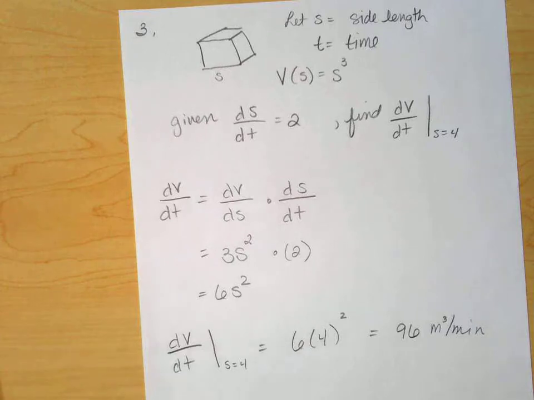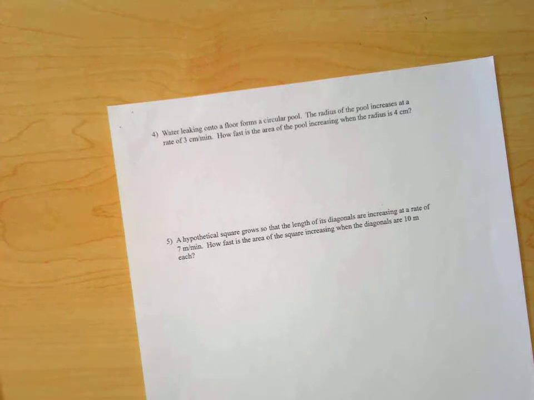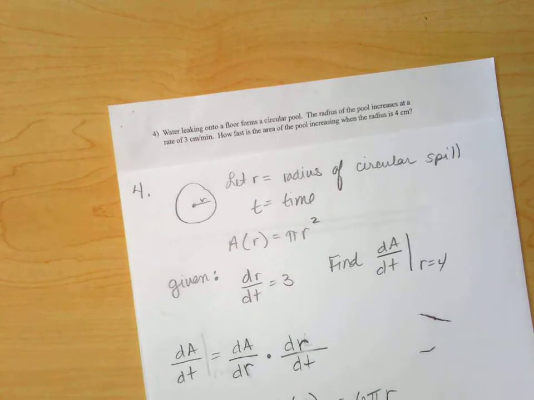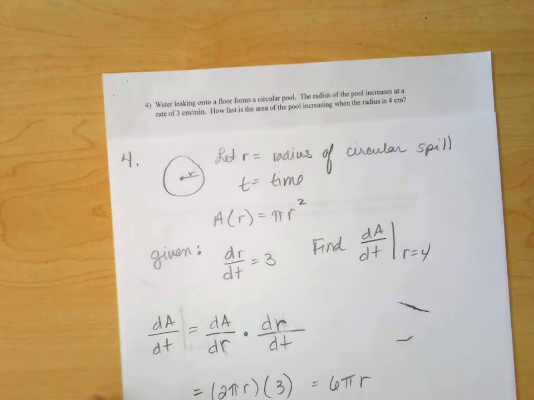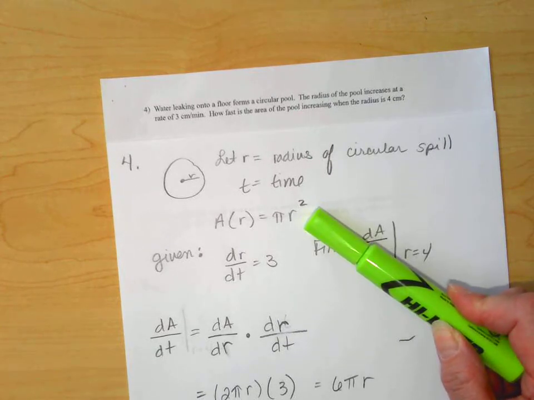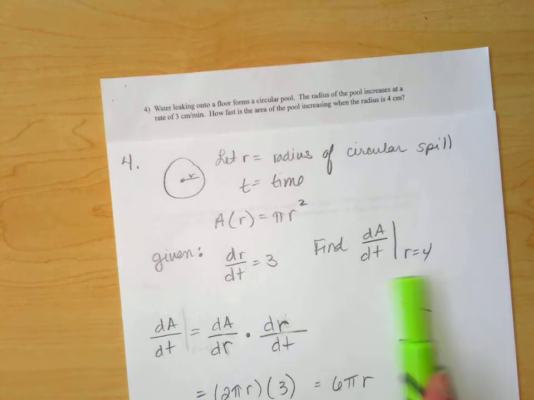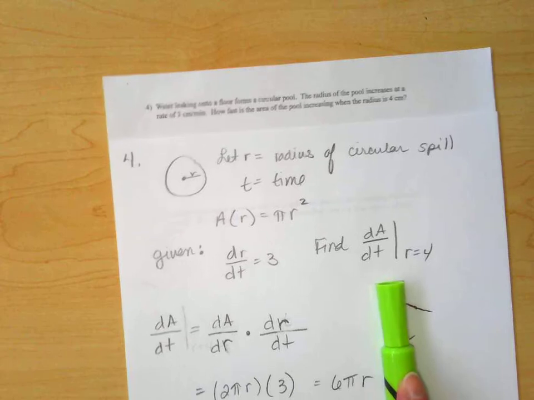Problem number 4. Water leaking onto a floor forms a circular pool. The radius of the pool increases at a rate of 3 centimeters per minute. How fast is the area of the pool increasing when the radius is 4 centimeters? Following the same process, I've drawn a circle and labeled the variables. Let r represent the radius and let t represent the time. I have that the area with respect to r is pi r squared. We're given dr/dt is 3, and dA/dt when the radius is 4 is what we're trying to find.